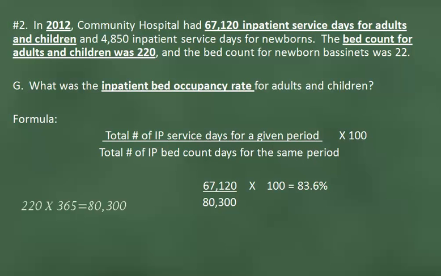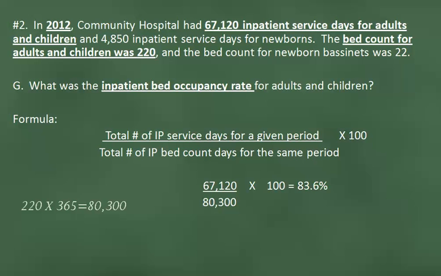So do we have a formula for inpatient bed occupancy rate? We do, and you can see it on your screen there. So we just have to look at, are we given any of that information? Well, we've been told that there were 67,120 service days, so we can plug that in. We need to divide it by the total number of inpatient bed count days for the same period. Well, we know that the bed count was 220, so that would be for any specific day.